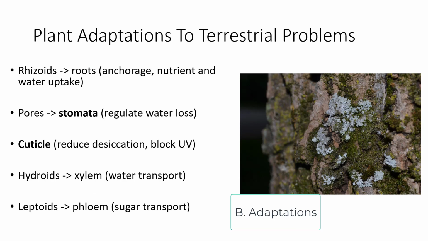First off, we have rhizoids in the mosses, which are going to be roots in later plants. And these serve as anchorage, keeping the plant anchored when the winds blow. The rhizoids, or later roots, are also going to allow nutrient and water uptake, which prevents the problem of drying out. Pores in early mosses are going to evolve into stomata in later plants, which will regulate the loss of water through any exposed photosynthetic tissues. It also takes up CO2.